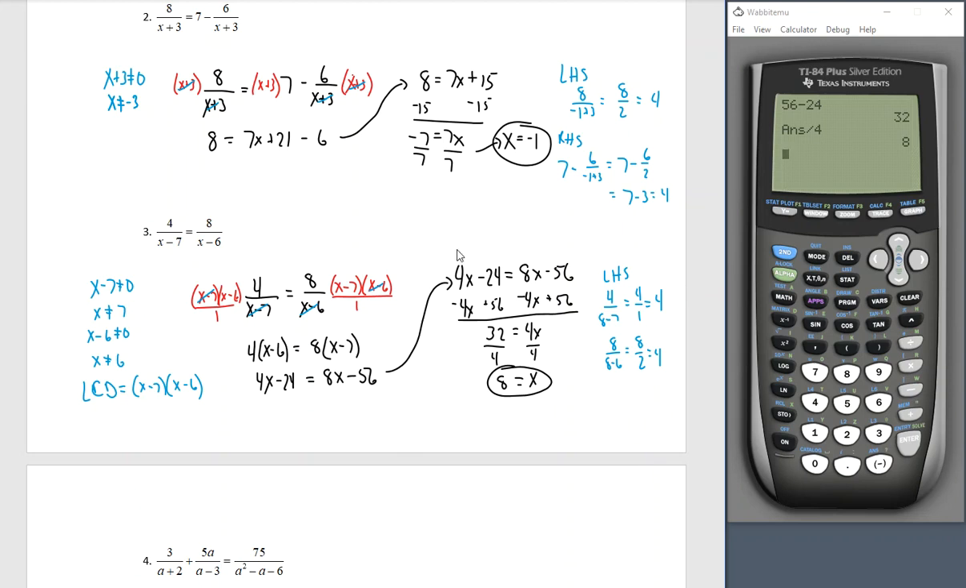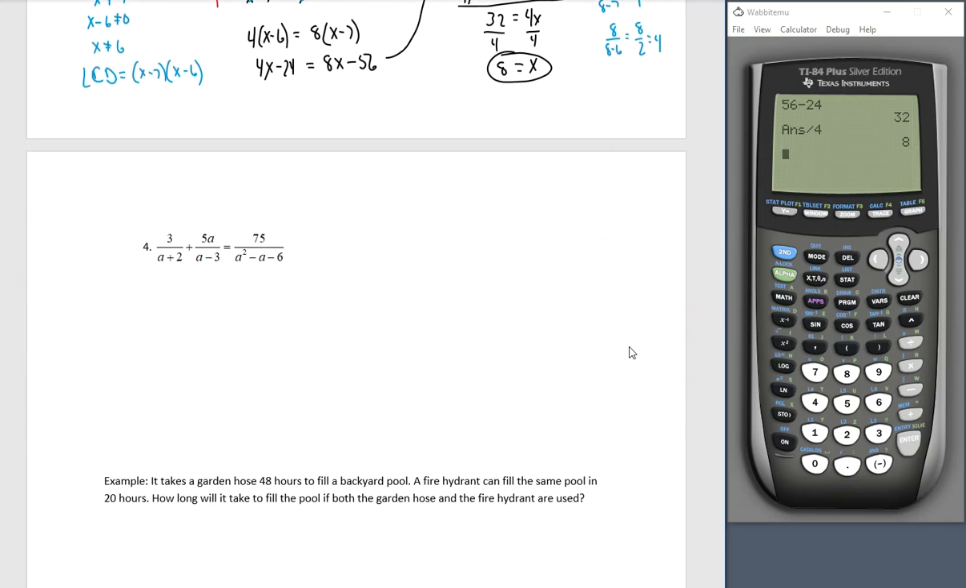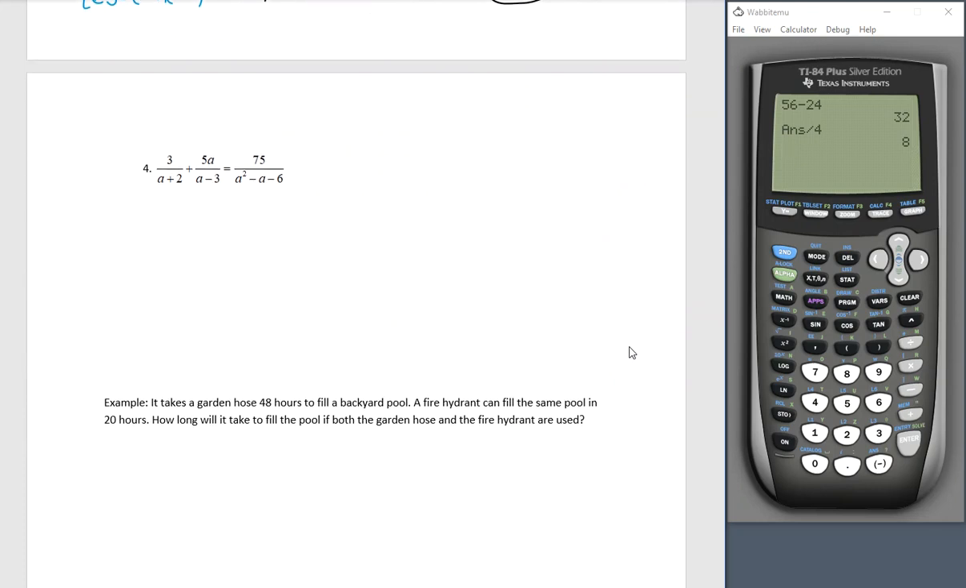4 steps. First step, what can the answer not be? Second step, multiply both sides by the common denominator. Multiply everything in the entire equation by the common denominator. Simplify to solve, and then we check our answer. All right, we got this. We got this. Now, of course, it's going to get a little more challenging.